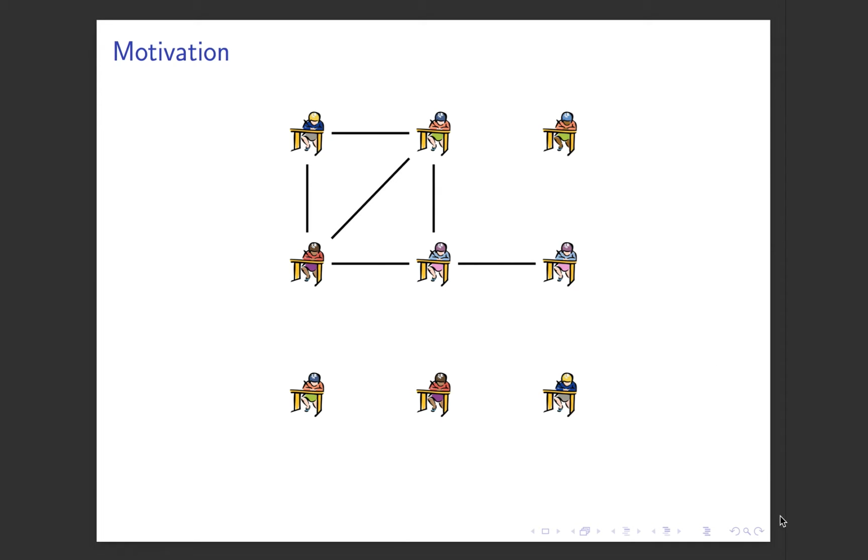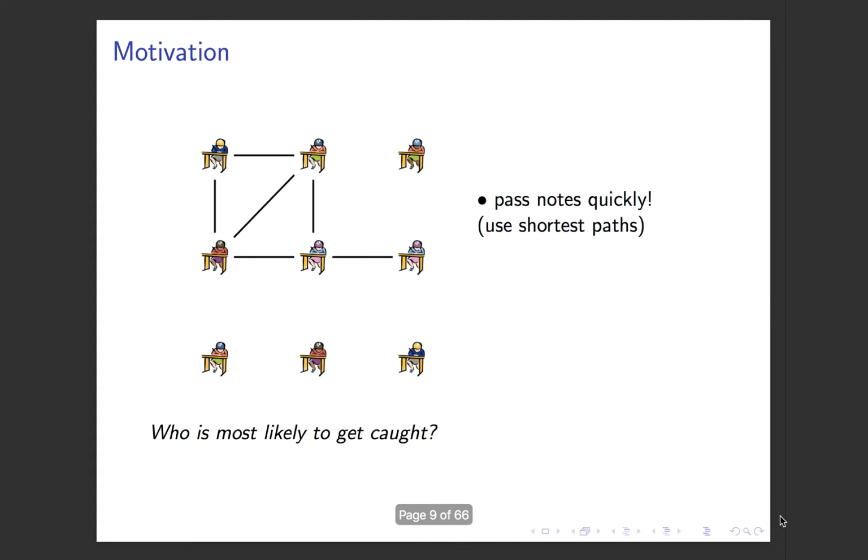Given this network of students passing notes, let's ask the question, who's most likely to get caught inside of the classroom? There are a couple of things to consider. First of all, if you're a network of students passing notes, the whole point of this will be to pass notes as quickly as possible. You're not going to take a note passing path that's meandering. You won't go first from this student to this student, then across, then over, then over. The students will naturally want to use shortest paths when getting their messages through the network.